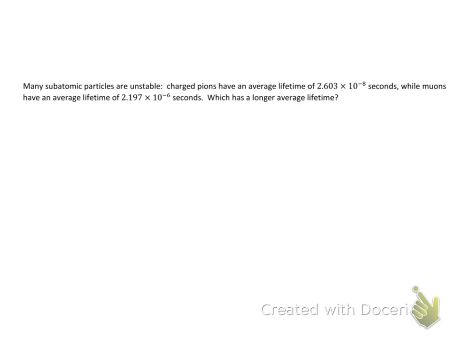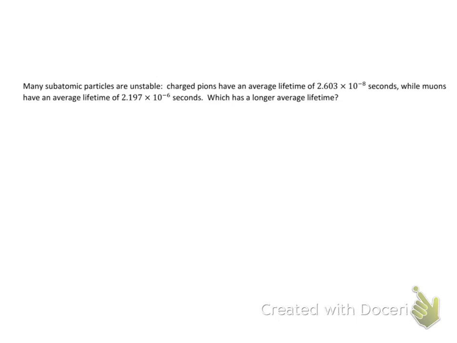Okay, I've got another quick example for you, and then I'll let you do exercise 2. So this is, again, not in your book. There's going to be some interesting words for you here. This is an example from particle physics again. So we're talking about subatomic particles, and some of them are very unstable. They don't last very long. So pions have an average lifetime of 2.603 times 10 to the minus 8 seconds. And muons have an average lifetime of 2.197 times 10 to the minus 6. Which has the longer average lifetime?